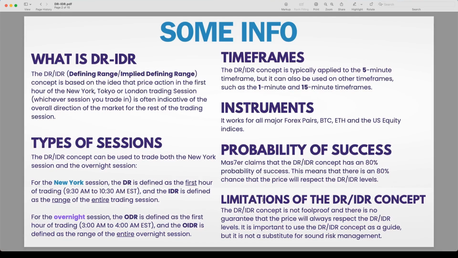Next, the limitations of the DR-IDR concept. The DR-IDR concept is not foolproof, and there is no guarantee that the price will always respect the DR-IDR levels. It is important to use the DR-IDR concept as a guide, but not as a substitute for sound risk management. So again, guys, there is no concept that is fail-proof. It's just that we have to take whatever we can get and make it as best as possible.